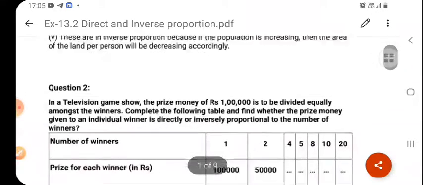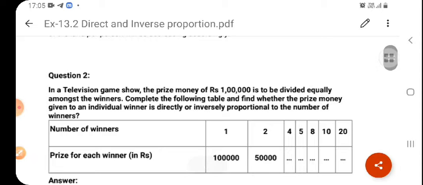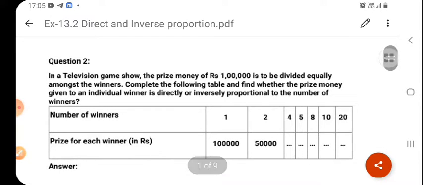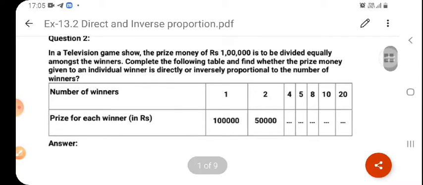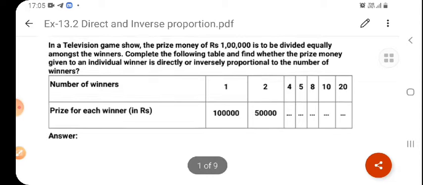Question number 2: in a TV game show the prize money of rupees 1 lakh is to be divided equally among the winners. Complete the following table and find whether the prize money given to an individual winner is directly or inversely proportional to the number of winners. The numbers of winners are 1, 2, 4, 5, 8, 10 and 20. The prize for each winner is given as 1,00,000, then in a decreasing manner.